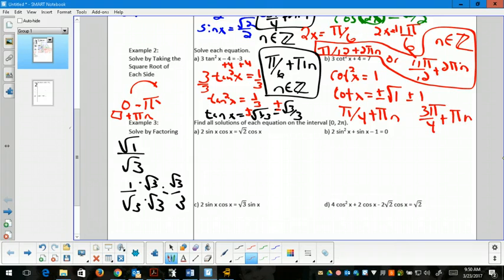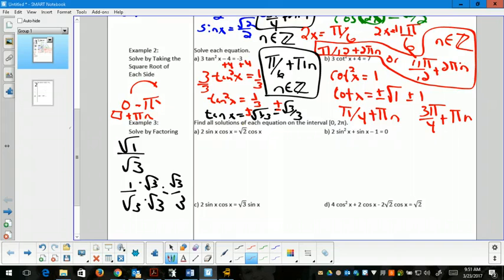Yes? If you wanted to find tangent, so it's easier, can you just flip it? Well, since it's 1 over 1, you just flip it. It's the same thing. But if it was square root of 3 over 1, then yes, you would just flip it and you'd know that. All right.